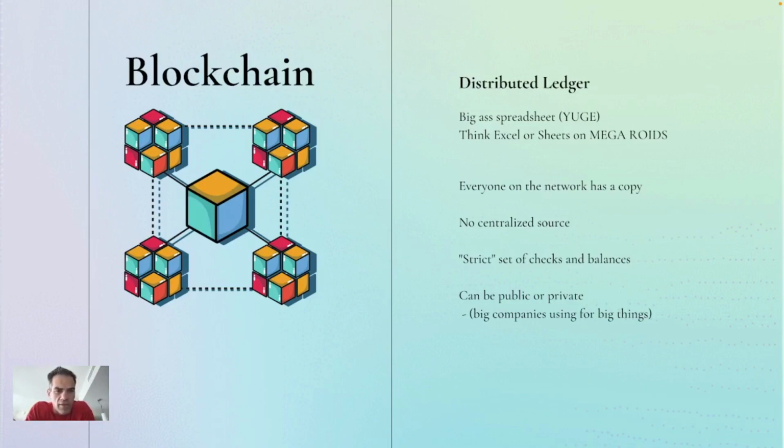There's no centralized source. What they mean by this is that instead of the data being owned by a particular company, not going to name any names, the data is owned by all of the people within the network. It's as simple as that. Blockchain can be public. It is public. It also can be private, meaning big companies can create their own blockchain networks and use them for different things. And we'll talk about that later on.